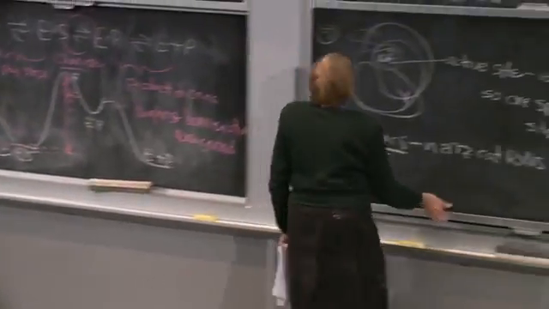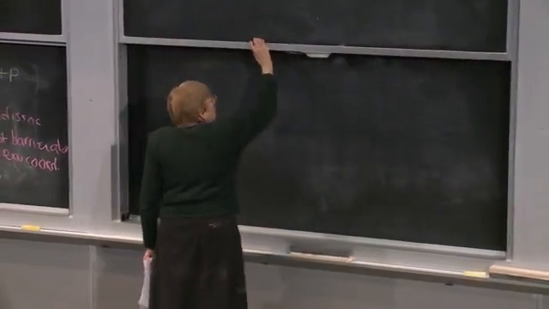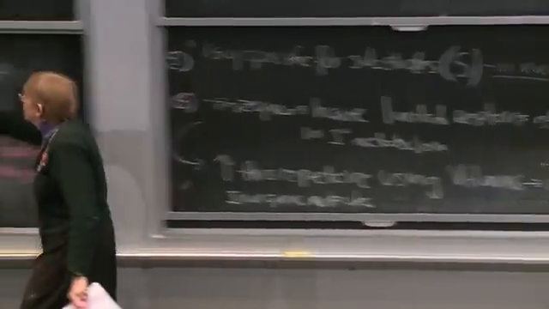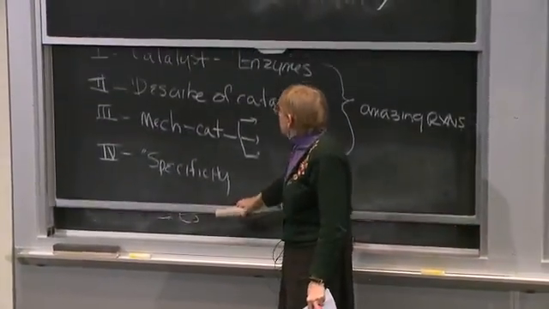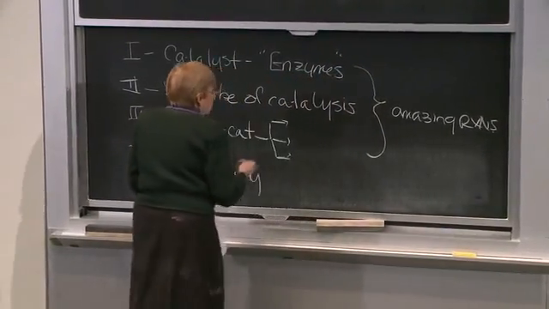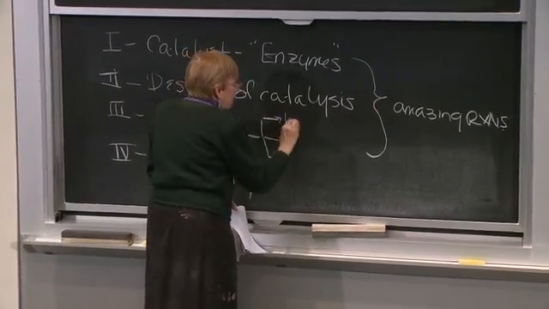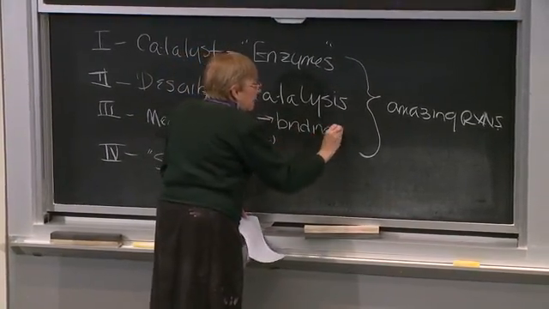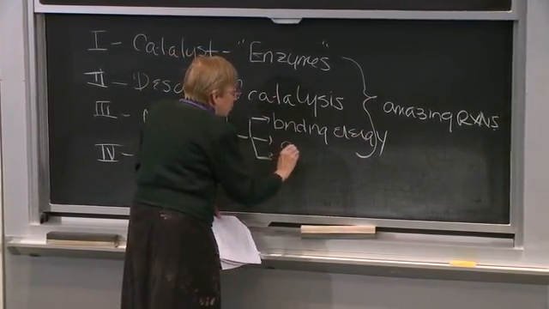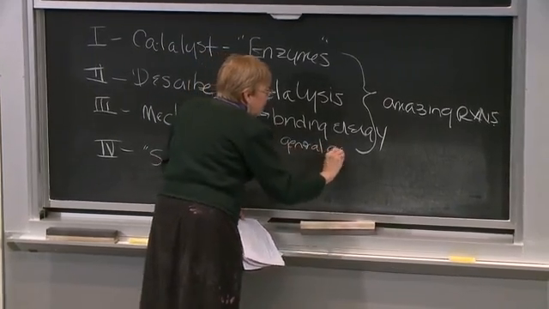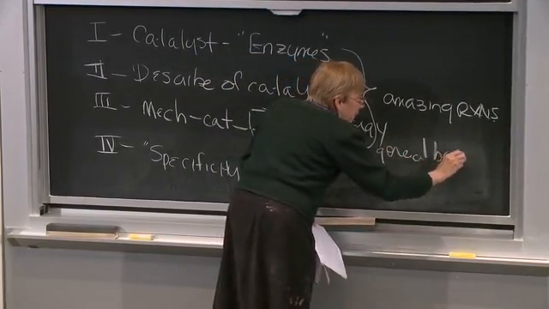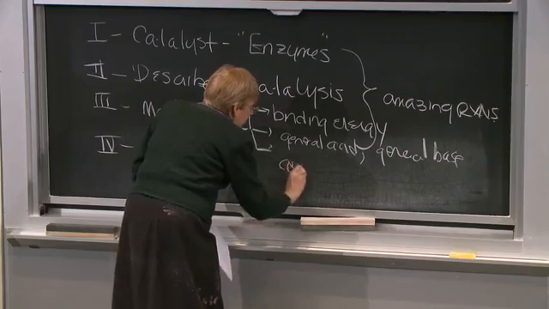Okay, so let me see. I need to start erasing somewhere. Okay, so we're on the third bullet over here. Mechanisms of catalysis. And what we're going to be talking about is multiple mechanisms of catalysis. We're going to be talking about binding energy, which is the one people have most trouble thinking about. We're going to be talking about general acid, general base catalysis, and we're going to be talking about covalent catalysis.